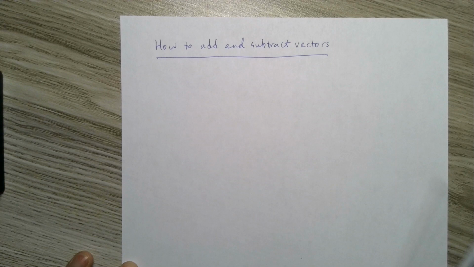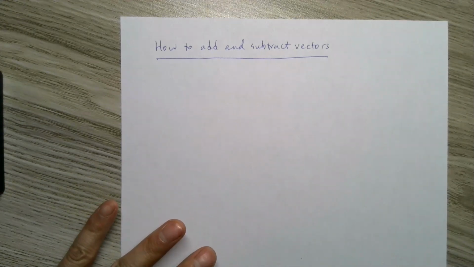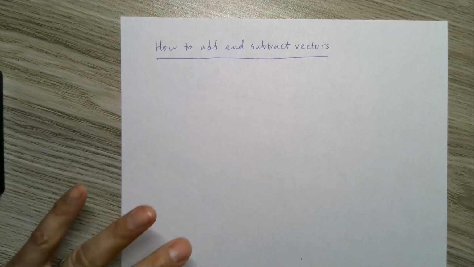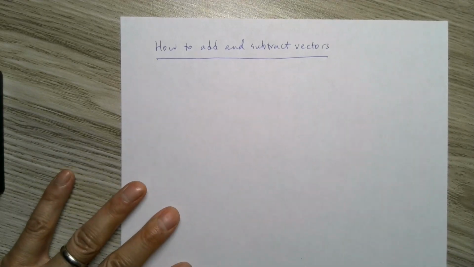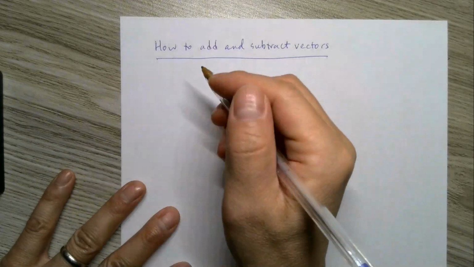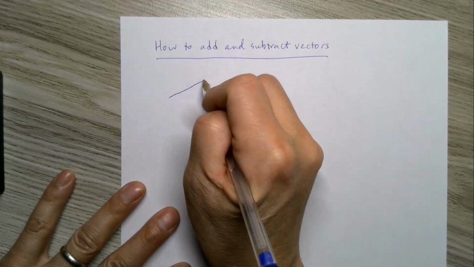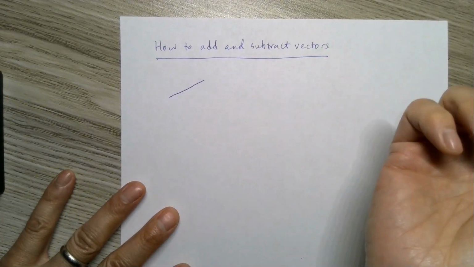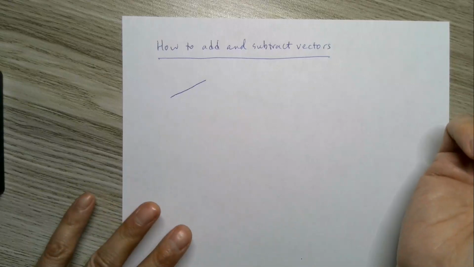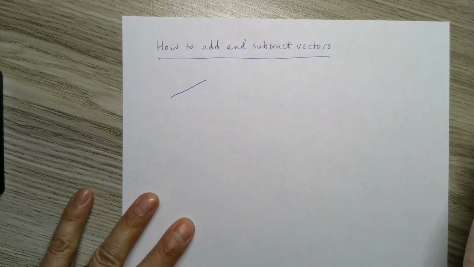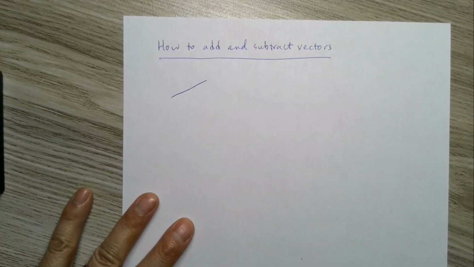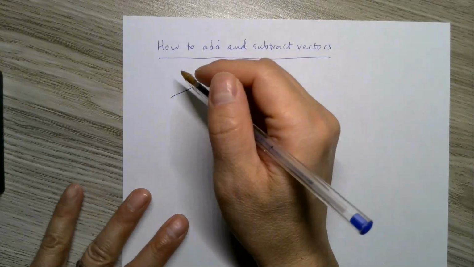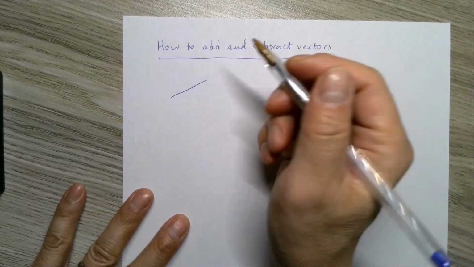Today we're going to add and subtract vectors. First we need to review what a vector actually is. So this is a line segment. A vector is related to a line segment, but it has a couple of added dimensions that a line segment doesn't have. So a vector has a direction.